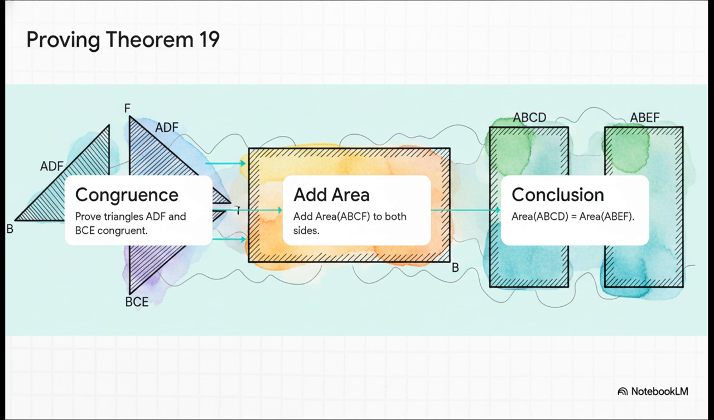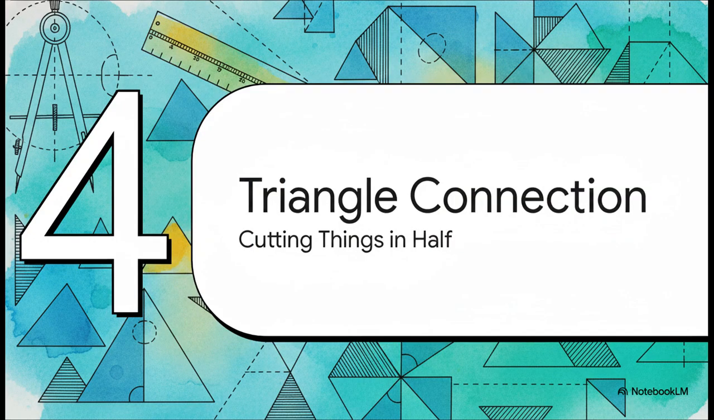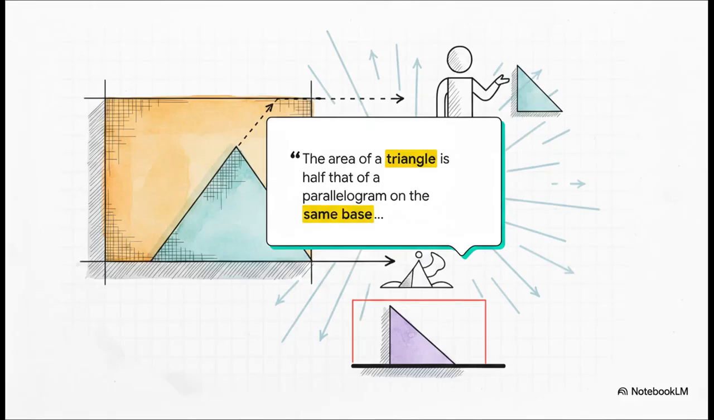Since the triangles are identical and that middle piece is shared, the total area of ABCD perfectly matches ABFE. It's really that simple. Which brings us to Section 4, the triangle connection, cutting things in half. So, let's see how this applies to our next family of shapes.